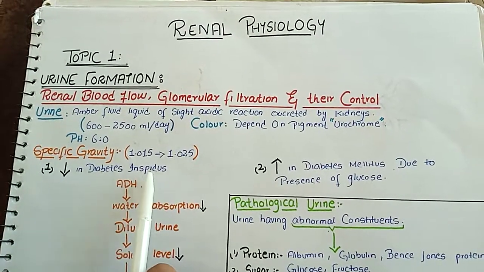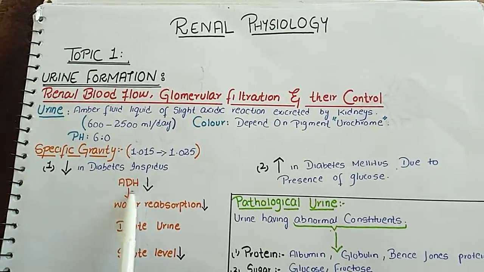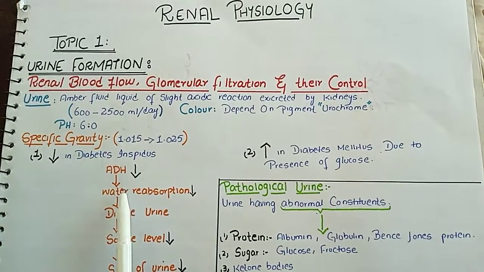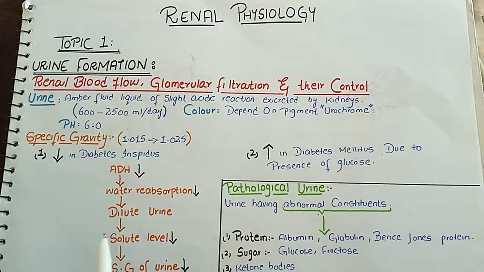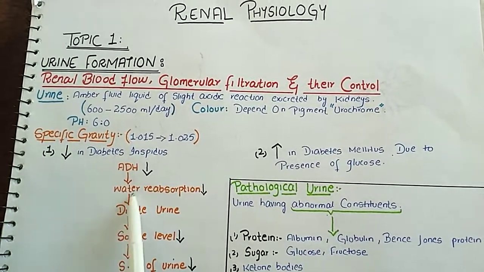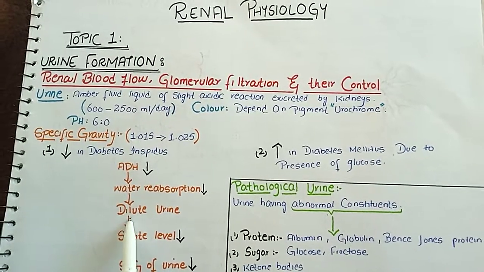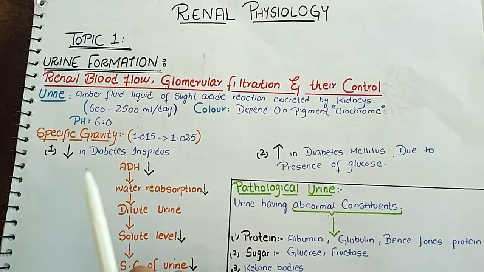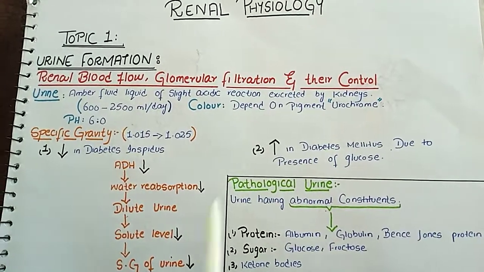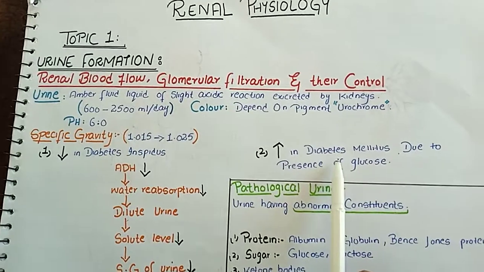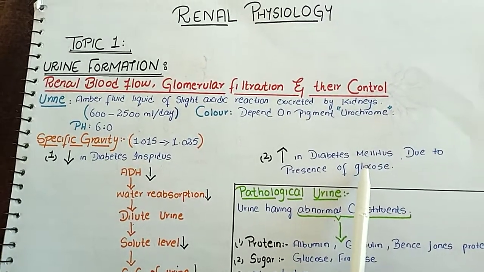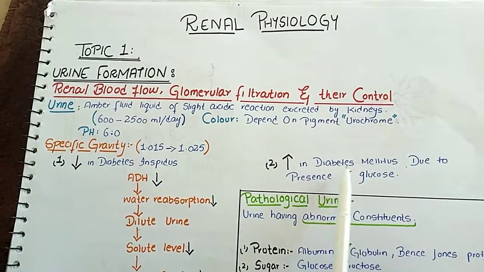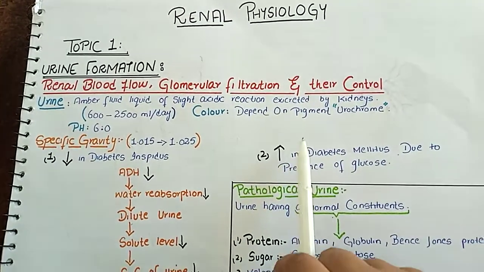in the condition of diabetes insipidus, when there is decreased concentration of ADH, then the water reabsorption capability of the kidney also decreases, and as a result dilute urine will form, and within the dilute urine there is always a low solute level, and as a whole the specific gravity of urine will decrease. And in the second condition, which is diabetes mellitus, caused by the presence of glucose, the specific gravity of urine will increase.